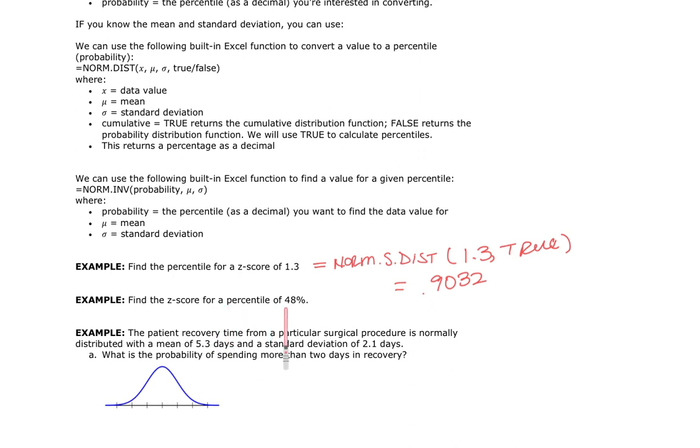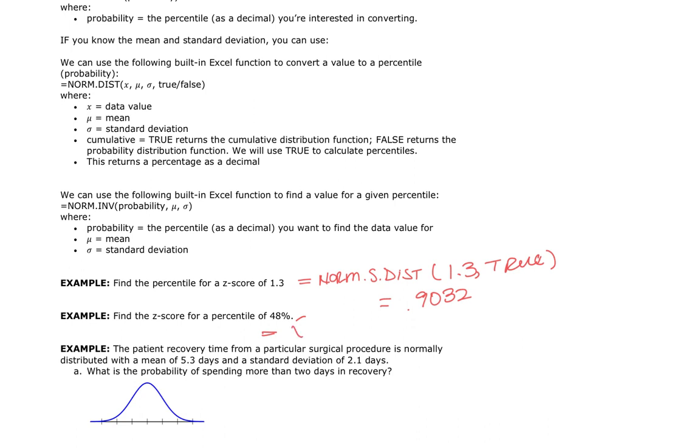Find the score with a percentile of 48. So again, we're not given the mean, we're not given the standard deviation, so we're going to use the inverse norm. So we use NORM.S.INV, and I put in 0.48. What kicks out is negative 0.05015.